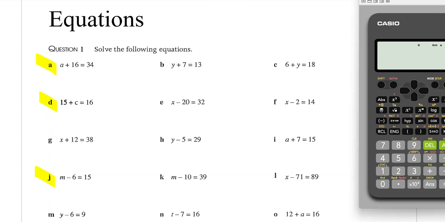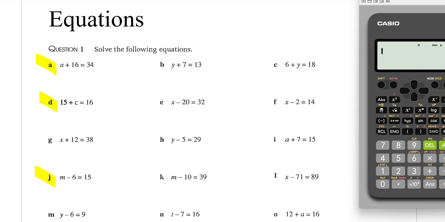All right, equations is a good little topic because as long as you can remember doing the opposite, the process, you're just doing the same thing over and over and over again. So let's go through that process so that you will remember it. When you are solving equations, you are trying to get the pronumeral by itself. To do that, you always want to do the opposite.